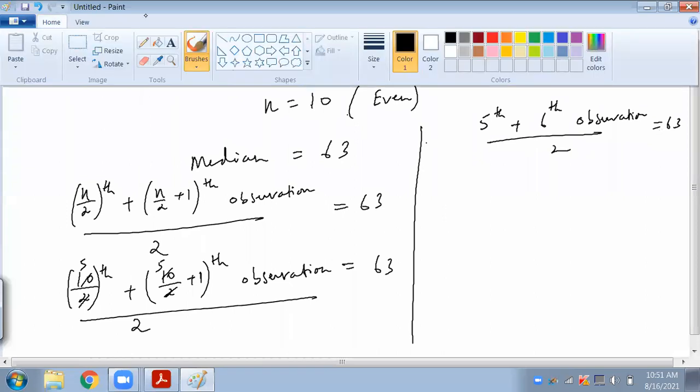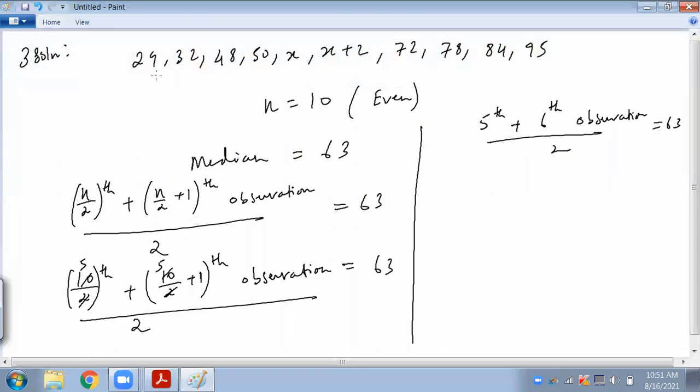Now 5th observation is what? Now you see the data is arranged in the ascending order. See the data and take the 5th data. 1, 2, 3, 4, 5. That is x, and the 6th observation is what? x plus 2. So 5th observation is x, plus 6th observation is x plus 2. After plus 2 we don't have to put a bracket. Everything divided by 2 equal to 63.